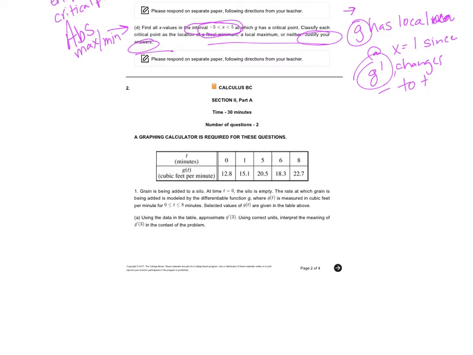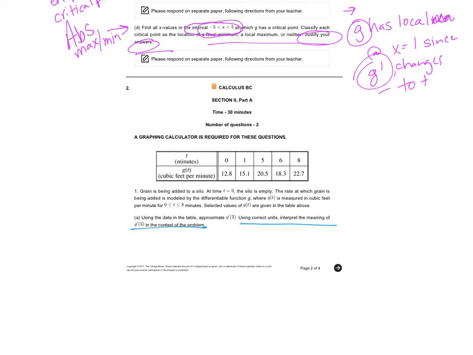Again, I was surprised at... well, let's just do this. When it says using correct units, interpret the meaning, guys, some of you didn't even do this part. Now, maybe you didn't know it, or you just, oh, I forgot to do that part. Again, read the question carefully. Approximate g prime of 3. Do that. Using correct units, interpret the meaning of.